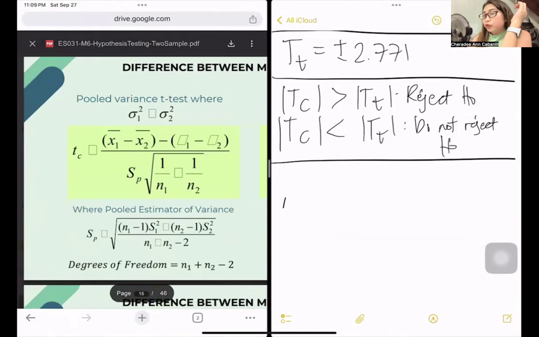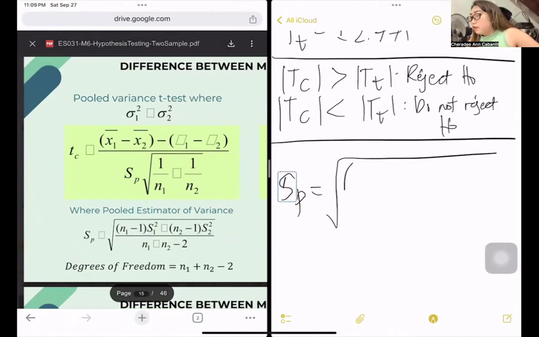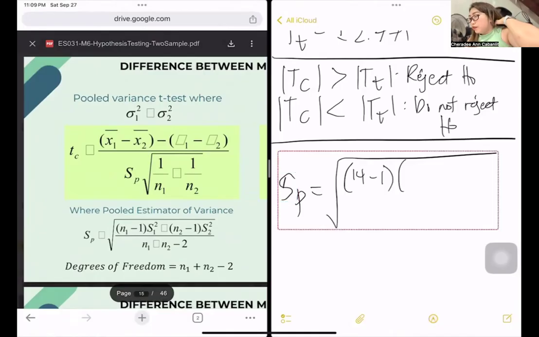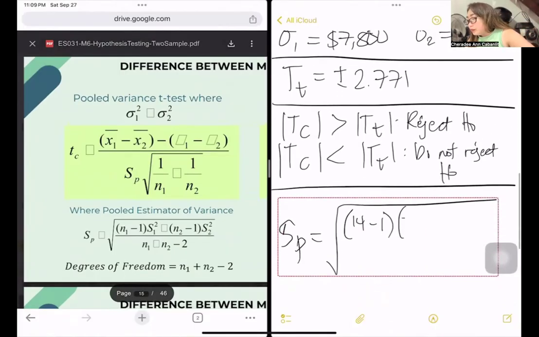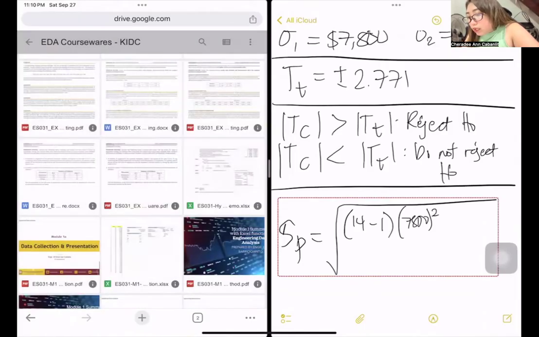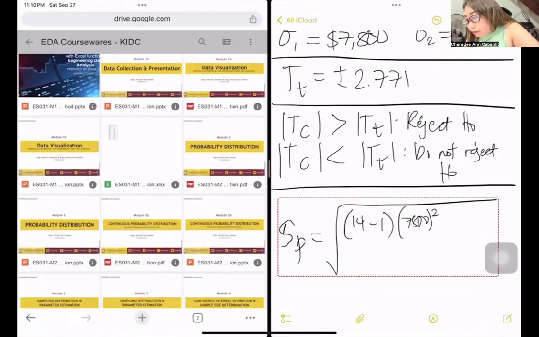We have pooled variance, so we compute for the SP first. The SP is the square root of 14 minus 1, times the variance of the first, which is 7.8 squared, plus 15 minus 1 times 7.375 squared, over the degrees of freedom, which is 27. The formula is not showing because the PDF has an error.